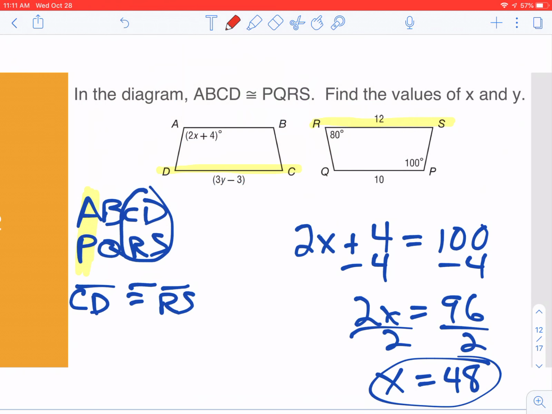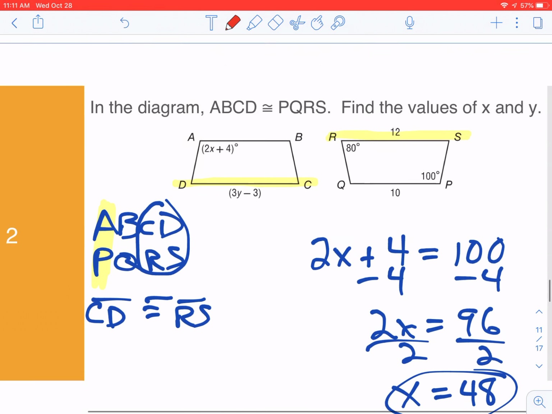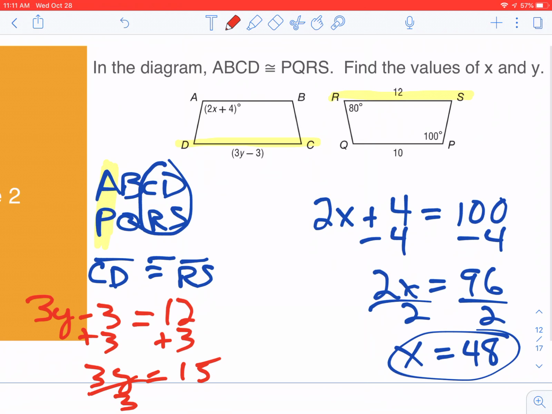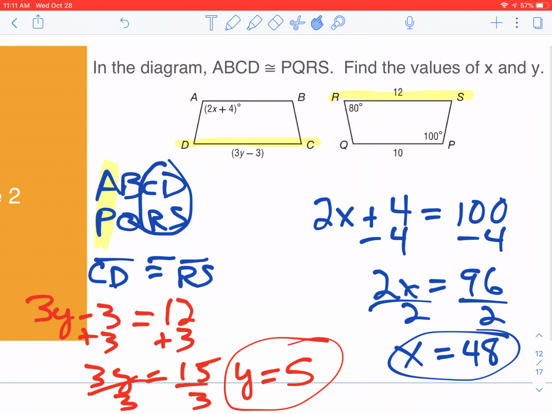So we'll change our colors here and do 3y minus 3 equals 12. Add 3, 3y equals 15. Divide by 3, y equals 5. So that's how you use your congruent statements. Use a little algebra, and you can find those answers.